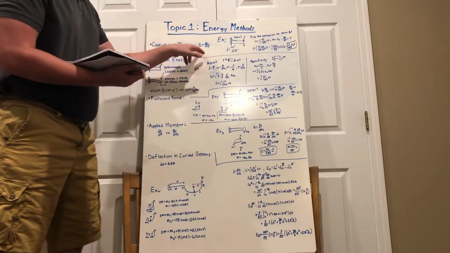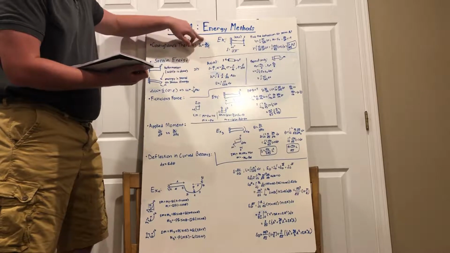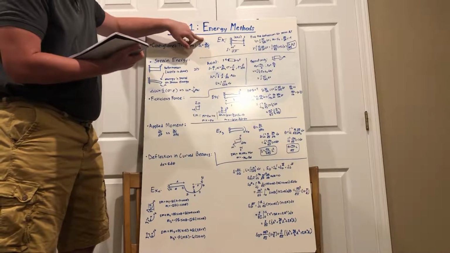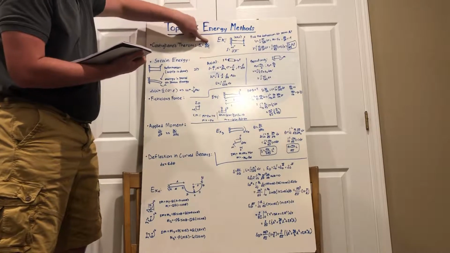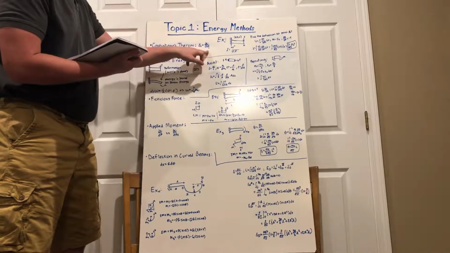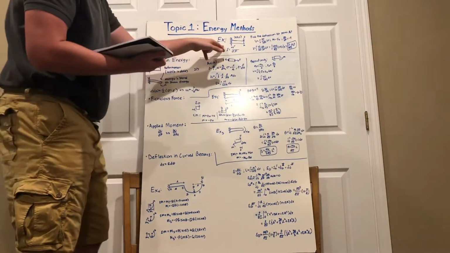It means that your deflection is equal to the partial derivative of the total strain energy, which is represented by U, with respect to the force applied to it. Now, what does that really look like? Let's go through a quick example on that.